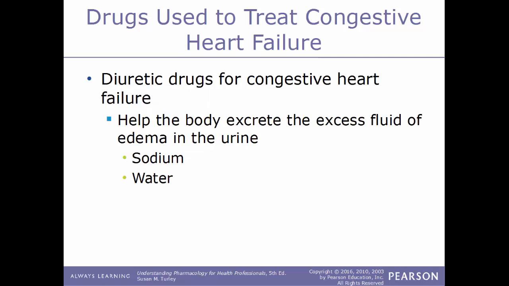A common drug that's used for patients with congestive heart failure are diuretics. And diuretics will help the body excrete excess fluid found within edema in the urine, and also include excess sodium and excess water. So by doing so, you are lowering the level of blood volume, which means the heart doesn't have to work as hard to pump the blood throughout the body.